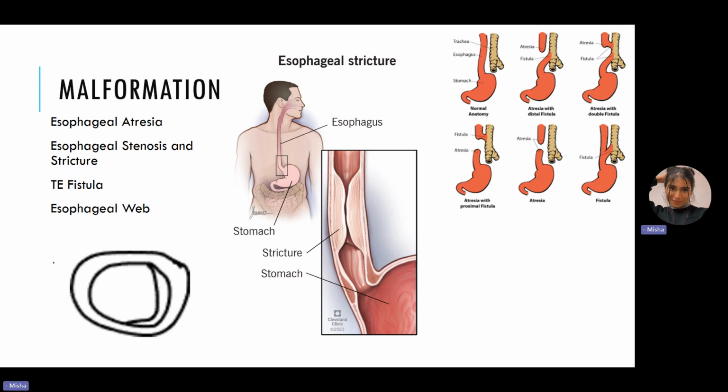Normally, when a patient has esophageal webbing, there's an increased risk of squamous cell carcinoma, for example. Okay.